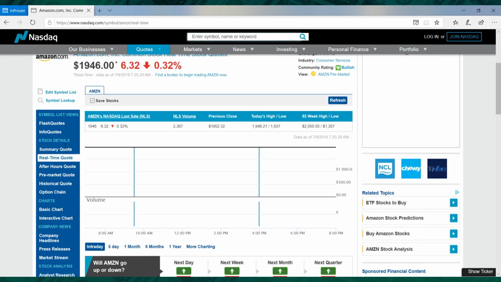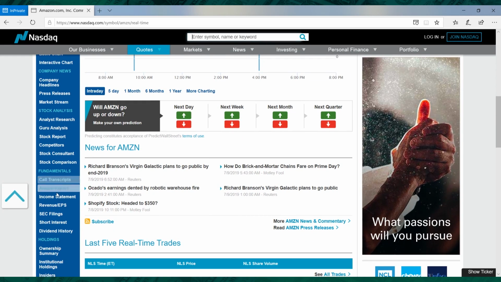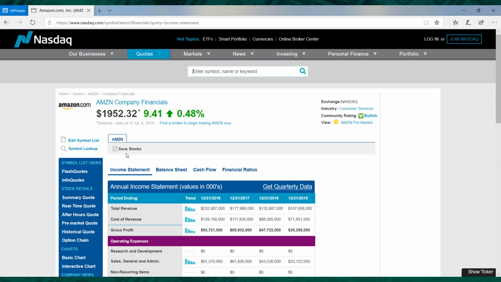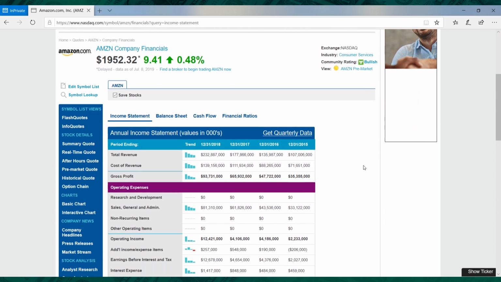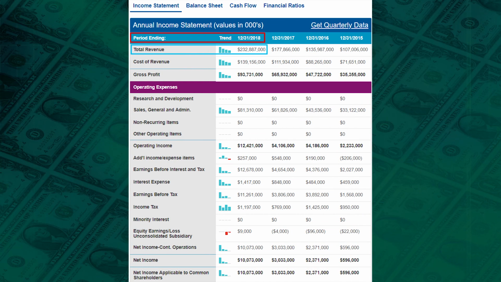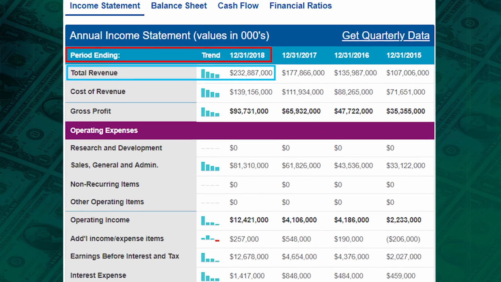From there we have three tabs available to us, which are the income statement, the balance sheet, and the cash flow statement. We previously looked at the balance sheet, so now we're going to focus on the income statement, and we're going to go line by line. By the way, you can use quarters to get more up-to-date information, but for now we'll just focus on the numbers for fiscal 2018.